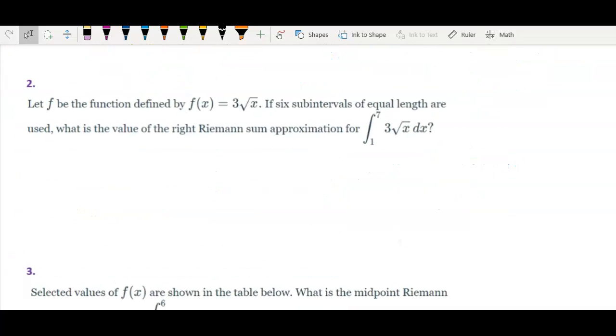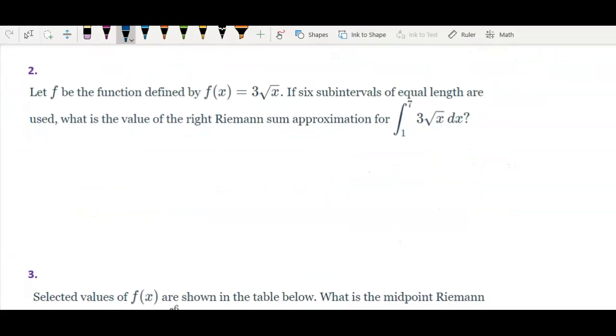Let's try another one. Let f be the function defined by f of x equals 3 root x. If 6 subintervals of equal length, so n equals 6, what is the value of the right Riemann sum approximation between 1 and 7 of this function? So let's find the width. b minus a over n. So we're going to get 6 over 6, which is 1.